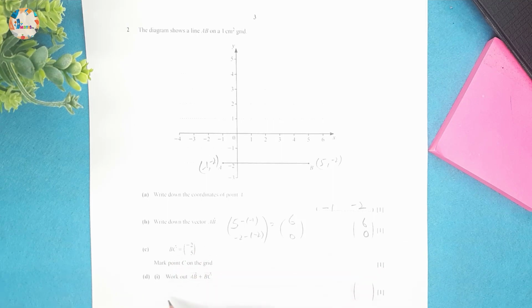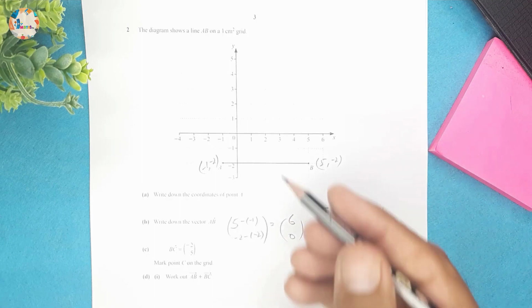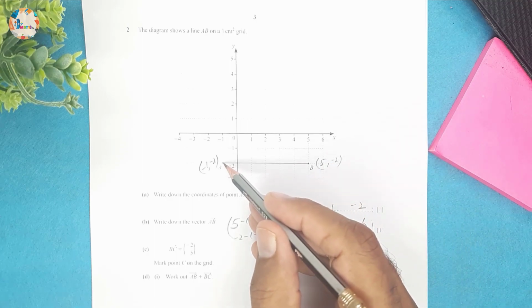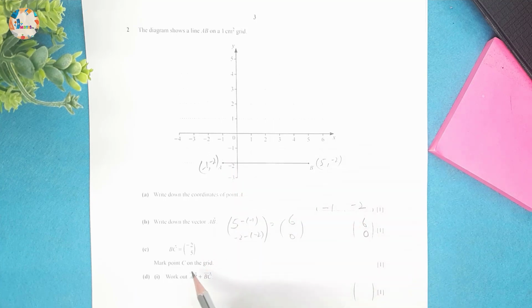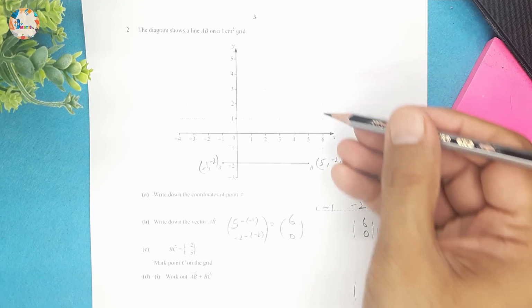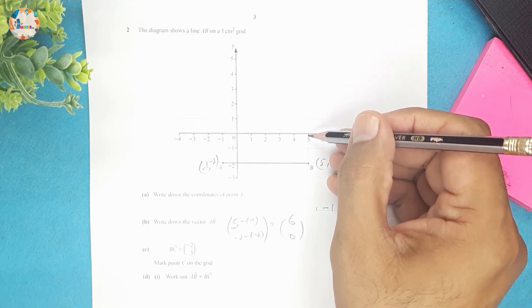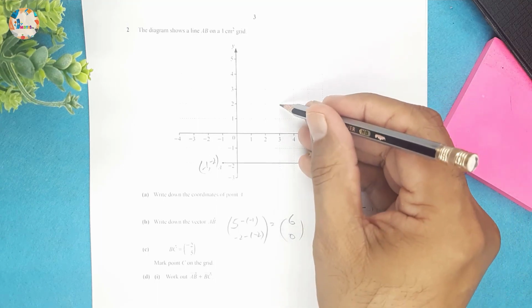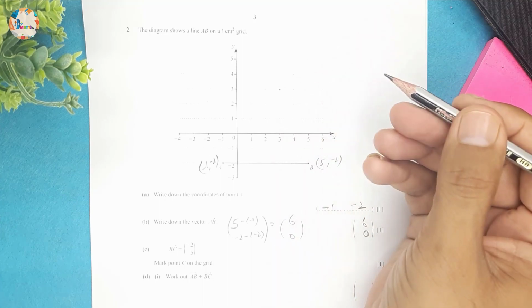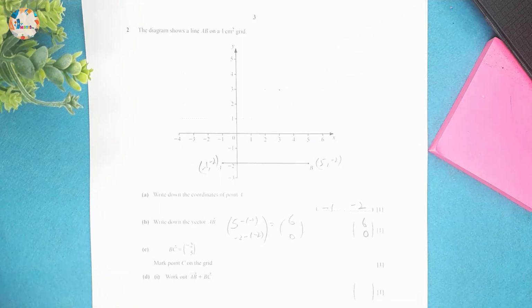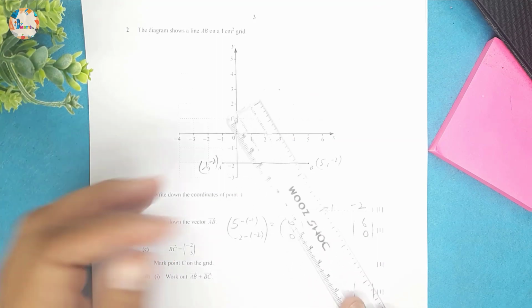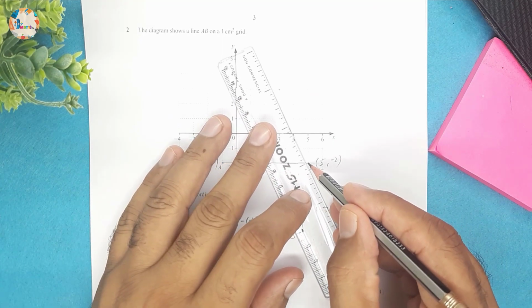Then BC is equal to this vector. Mark point C on the grid. So on the grid we have to mark this point, moving minus 2 units and 5 units. If we take, for example, this point 3 and 3 and join it with B, then BC will be this one.